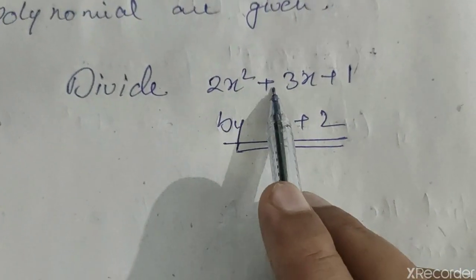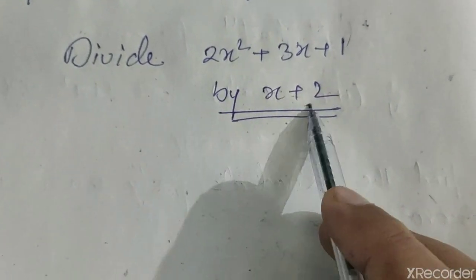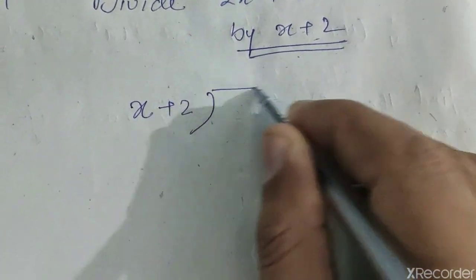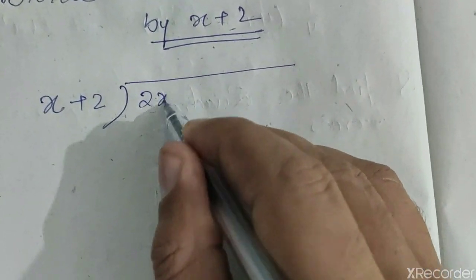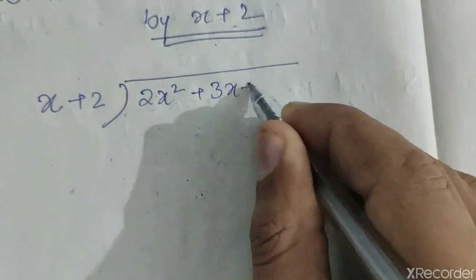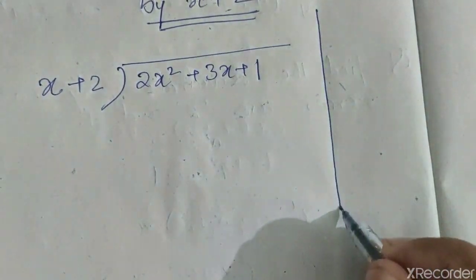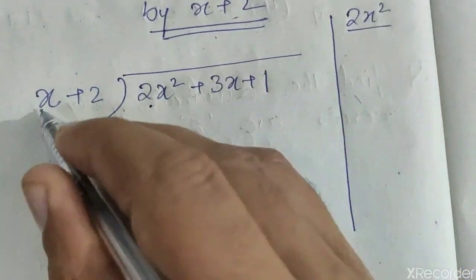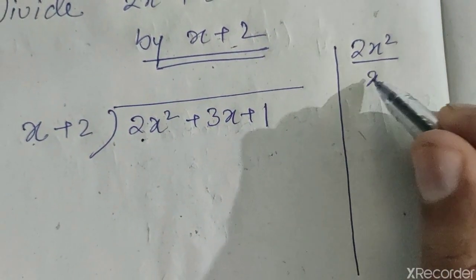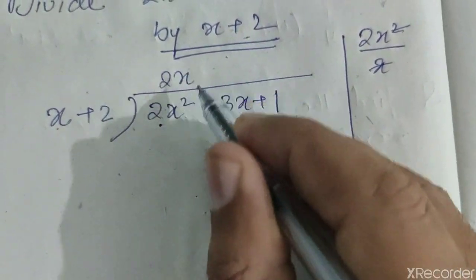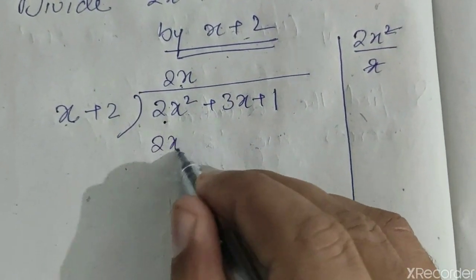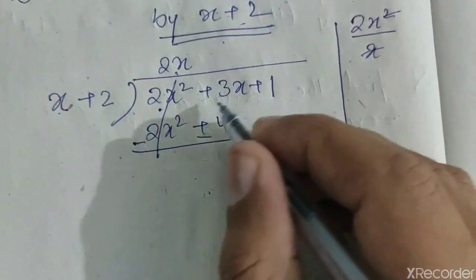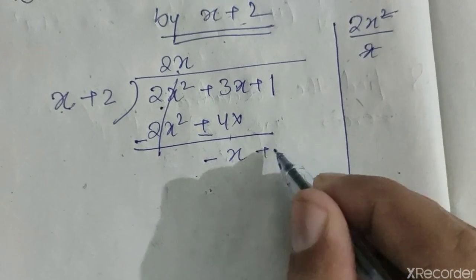So we are going to divide the given polynomial 2x square plus 3x plus 1 by x plus 2. So what has to be done for division? We take the highest degree term 2x square by the highest degree term x. So what is left? 2x. With 2x we multiply, it will become 2x square plus 4x. On subtracting, this will cancel. Now it will be minus x plus 1.